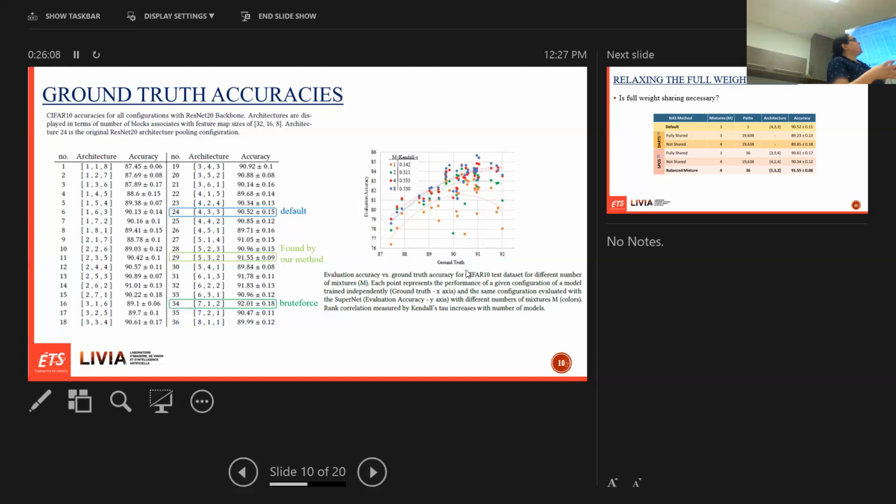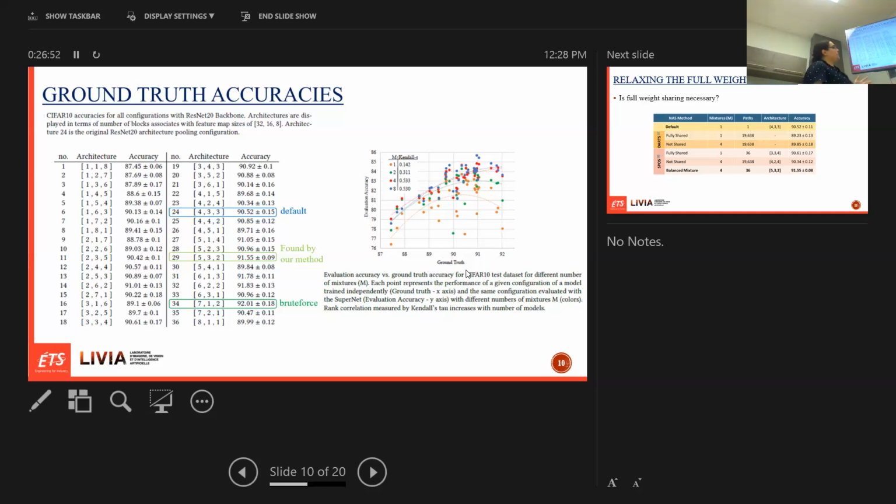The rank correlation is more important than just the correlation of the accuracies, because at the end of the day, we select the best model. So rank is more important. We see that as we increase M, the number of models, the Kendall-Tau metric increases. And we also see better correlation, especially with the configurations that have higher ground truth accuracy, which are the ones that are important because they are the ones that we want to find.